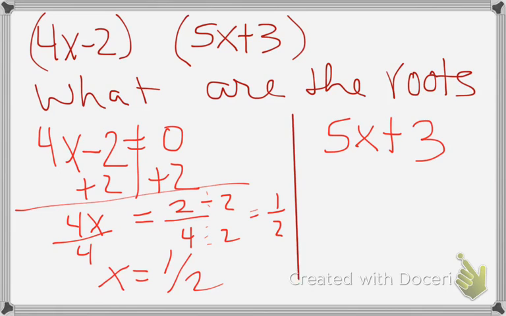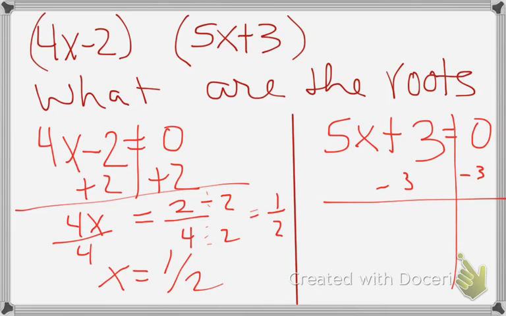Can we do the next one then? Equals 0. So what's the first step? Subtract the 3. Then you divide. You bring down the 5. Bring down means what? So that's 1 half. 3/5. See?